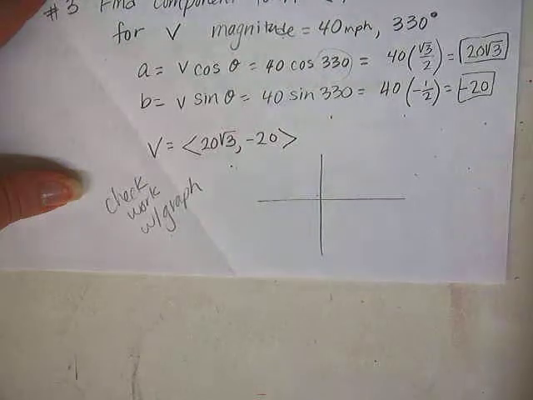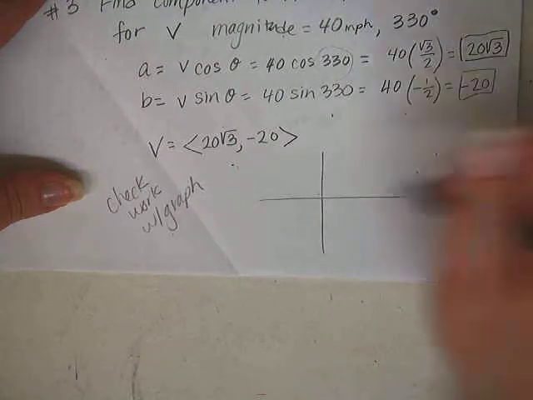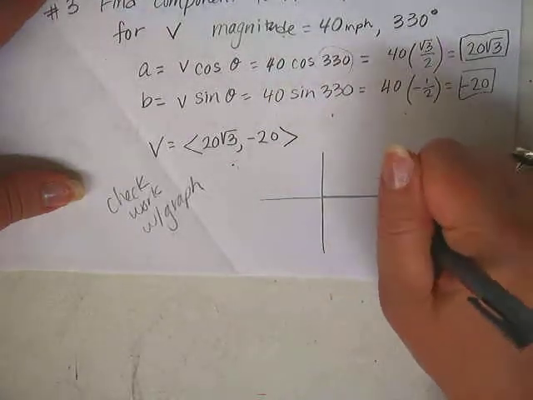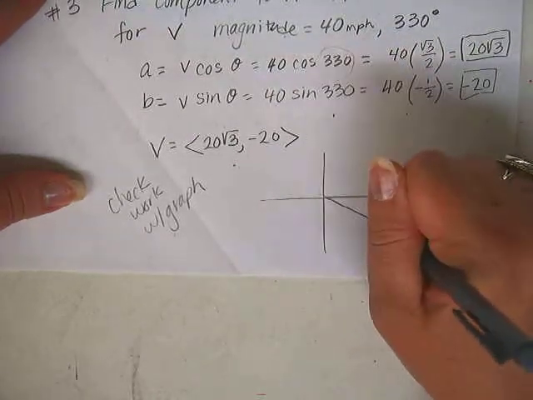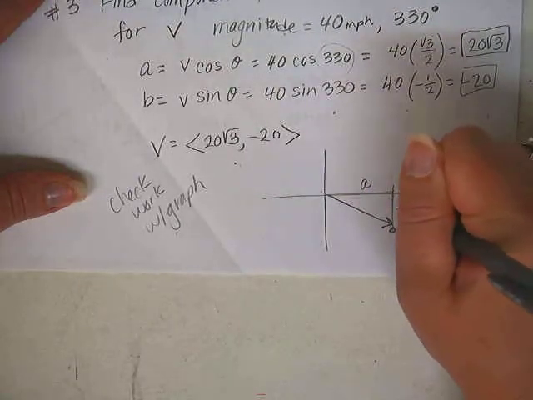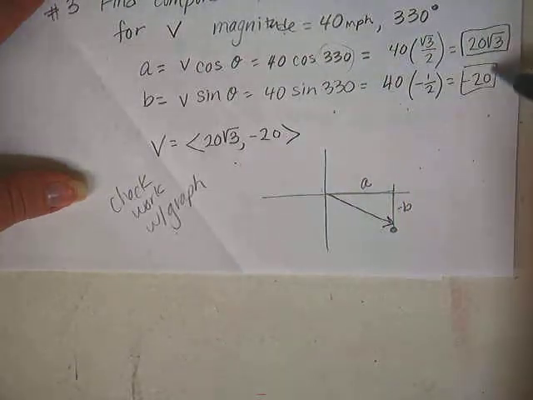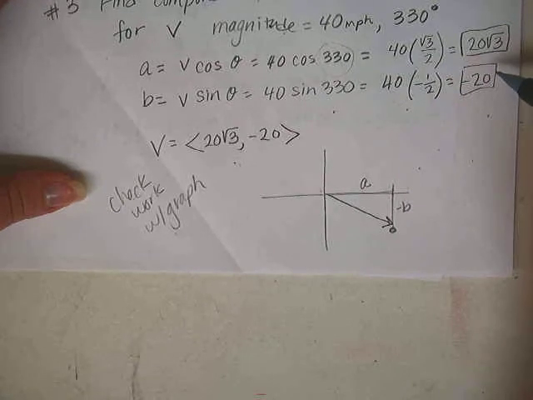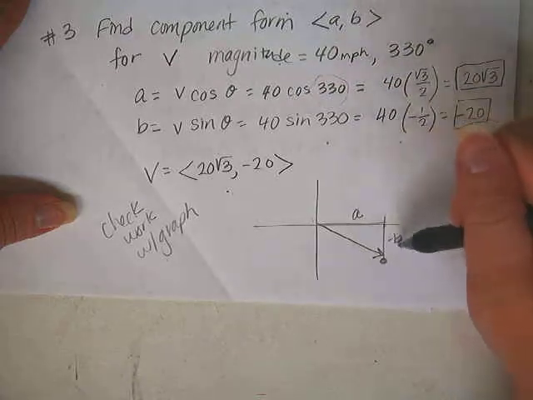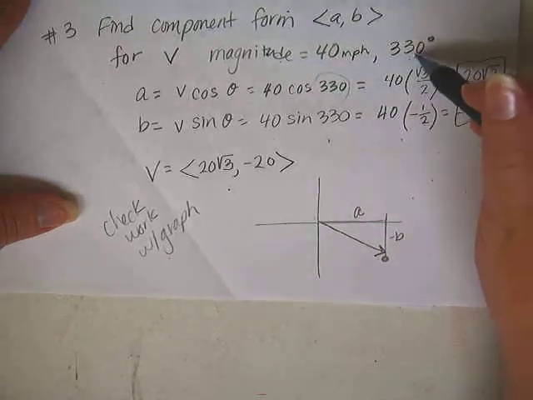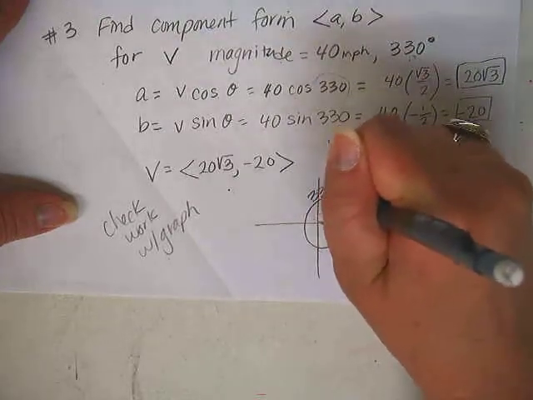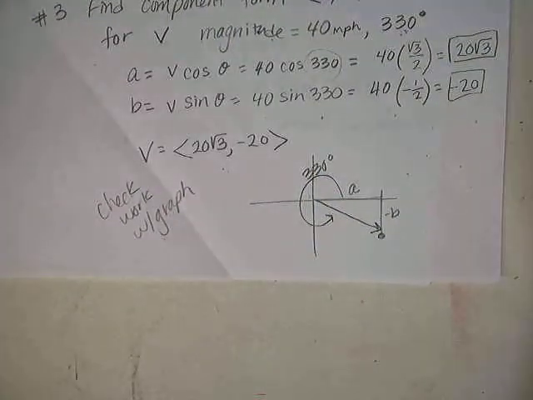Now I always like to check my work with a graph, just to make sure. So check work with a graph. Alright, so 20 square root 3 would be this direction, 20 would be that direction, so that means my vector would be going that direction, because there's a positive A value and a negative B value, right, from the answers we got.